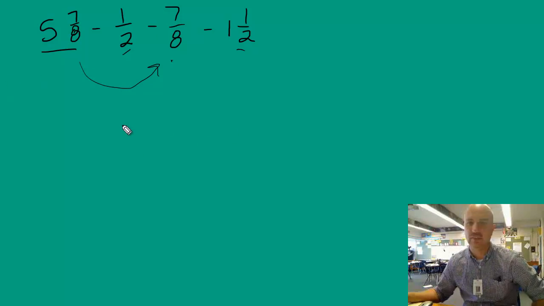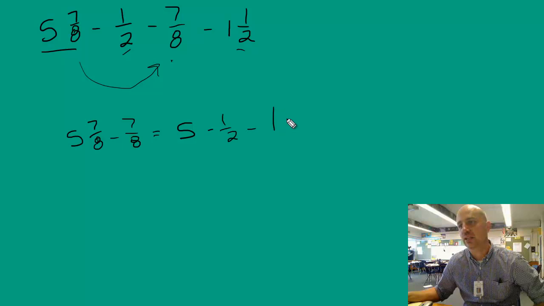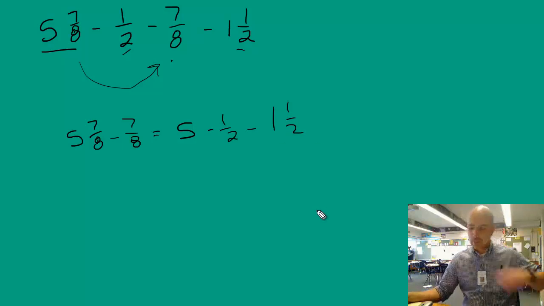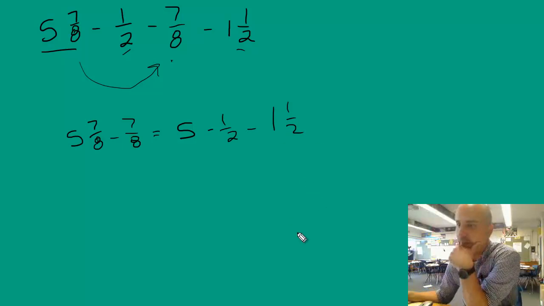5 and 7/8. I'm going to take away 7/8. Well, that's going to leave me with 5, right? So now I have 5. I need to subtract 1/2, and I need to subtract 1 and 1/2. There was some discussion in class about this one, and one of my students said that you should take this 1/2 and take it away from this 1 and 1/2. So I have my 1 and 1/2, I take away my 1/2 and leave myself with 1.